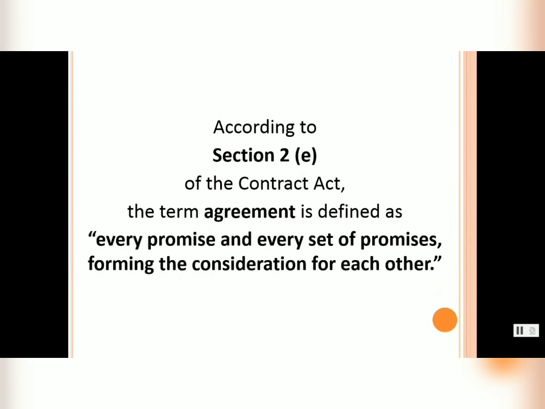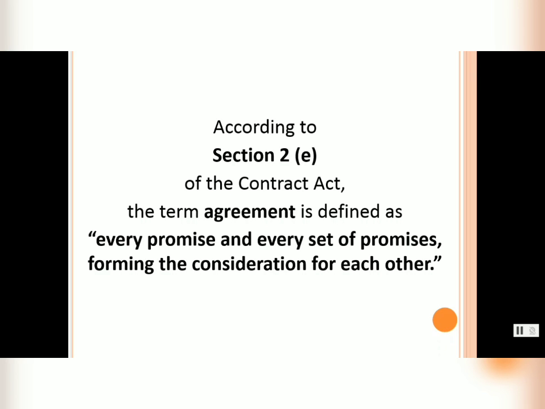Now, after discussing the broader term of the agreement, we will discuss that part of agreement which will mean contract. The Contract Act has defined it as per Section 2(e). The term agreement is defined as every promise and every set of promises forming the consideration for each other is called agreement.